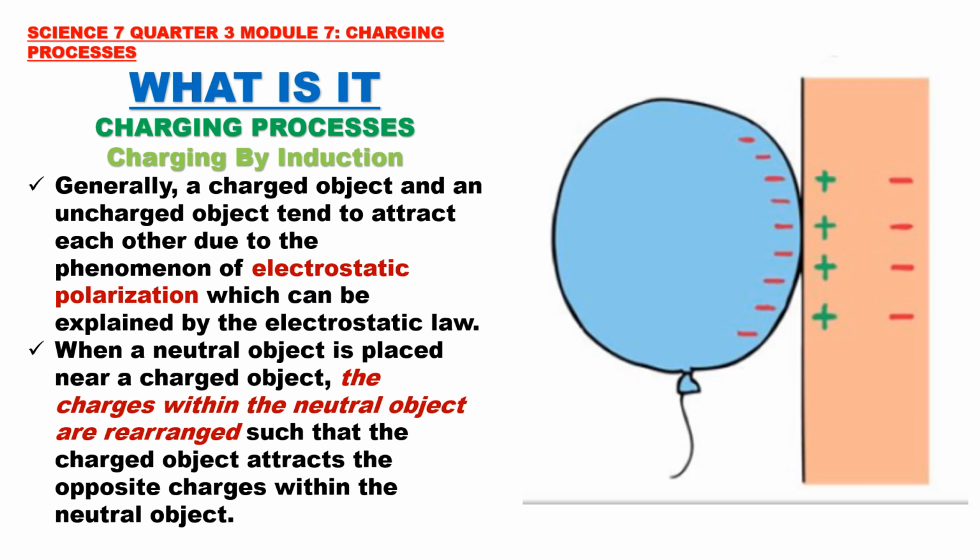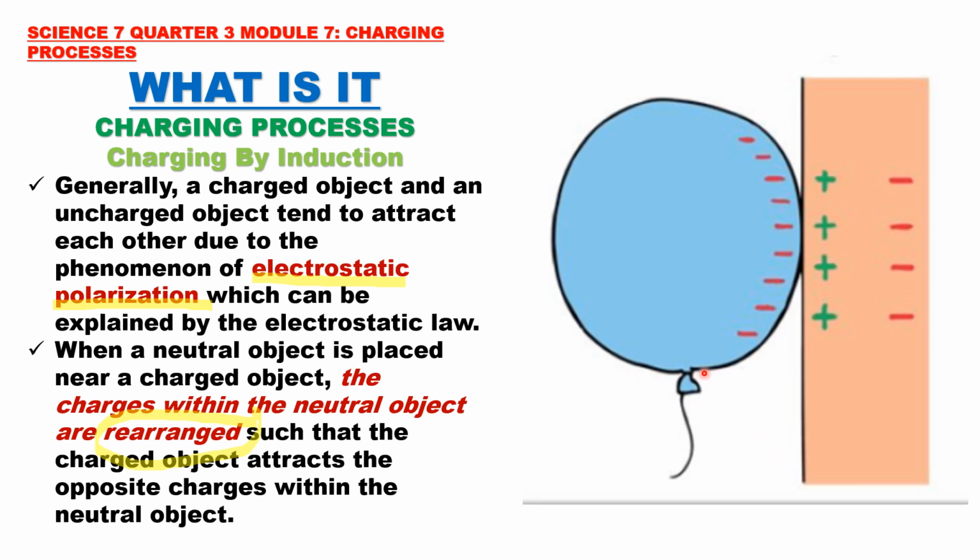Generally, a charged object and an uncharged object tend to attract each other due to the phenomenon of electrostatic polarization, which can be explained by the electrostatic law. When a neutral object is placed near a charged object, the charges within the neutral object are rearranged such that the charged object attracts the opposite charges within the neutral object. So to explain this, let us take a look at our illustration here.